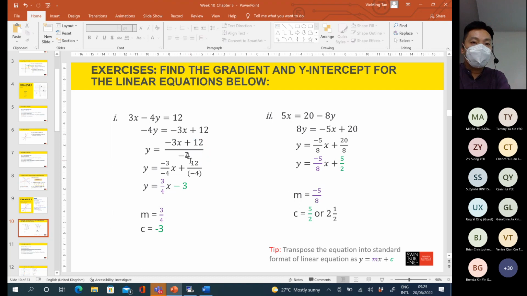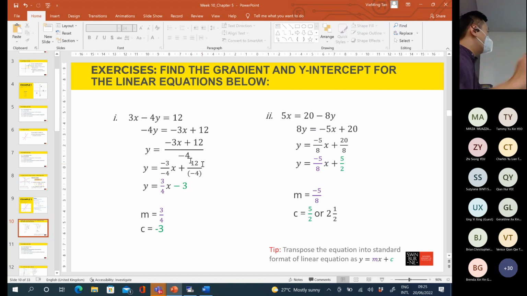Once this negative 4 has been moved to the right hand side, we have to split this into two terms. The first term is negative 3x divided by negative 4, then the second term is positive 12 divided by negative 4. For the first term, negative divided by negative, the answer is a positive number, 3/4. And then the second term, positive 12 divided by negative 4, the answer is negative 3.